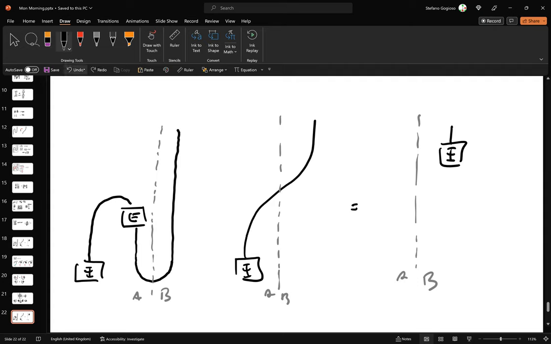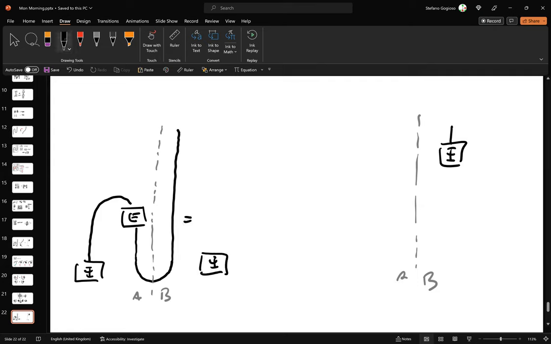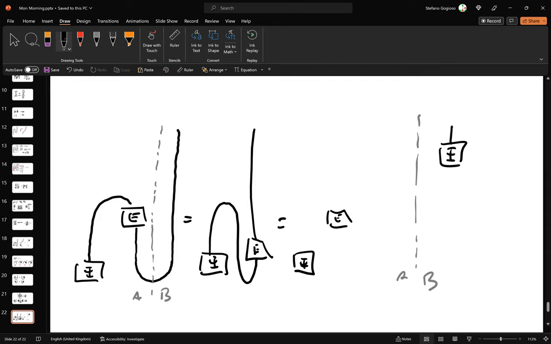Actually, where do I want to draw it? Let me just redraw everything. So first things first, I can start again with the same state. I can slide my box down to the other side, like that. And then I can pull the wire taut again, and I'm left with that. And I can again pull things up all the way to the top, and I'm left with that. So I don't have the same state, unfortunately. I have a different state.